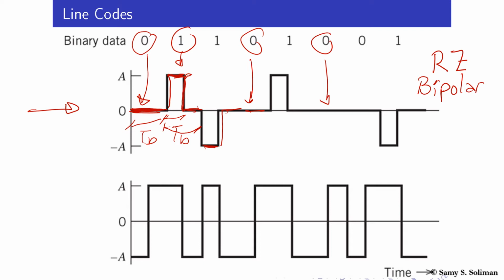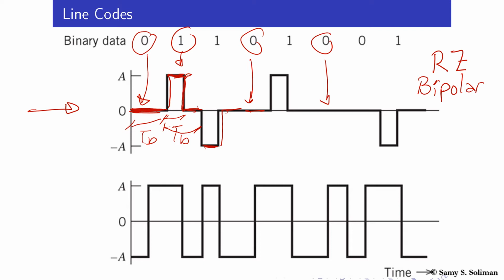Again, notice here that each bit 1 is either positive A volts and then it returns to 0, or it's negative A volts and then it returns to 0. However, if the last bit 1 was positive, then the next bit 1 will be represented as negative A volts, and vice versa. So this is alternate mark inversion.